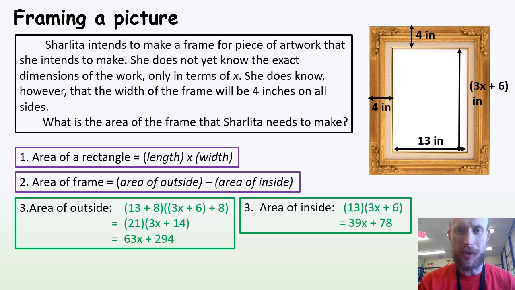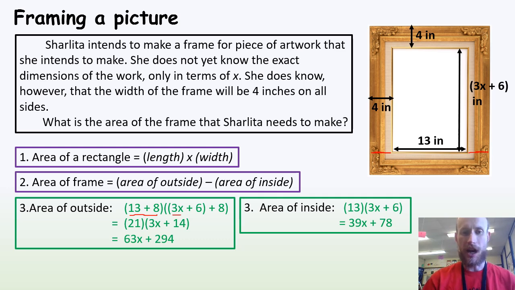So what are the areas? Well, there's a lot of math here. I'm just going to go through and kind of slow down a little bit. So the area of the outside of the frame is more complex than the inside. You see that it's 13 plus 8. Well, why is it 13 plus 8? Well, it's 13 wide on the inside, and that is going to be her picture, her artwork, but then it's plus 8 because it's 4 inches on the left and 4 inches on the right. 4 plus 4 is 8. That's that additional width, 13 plus 8.